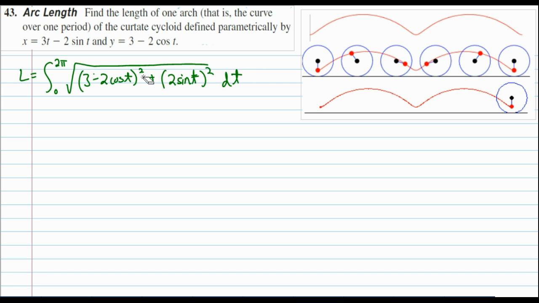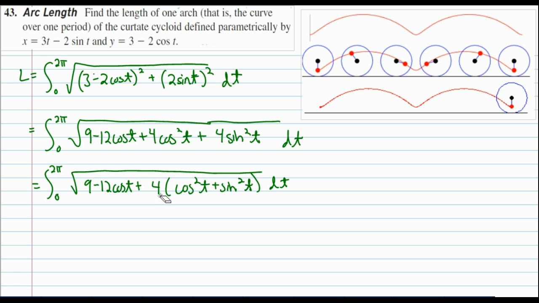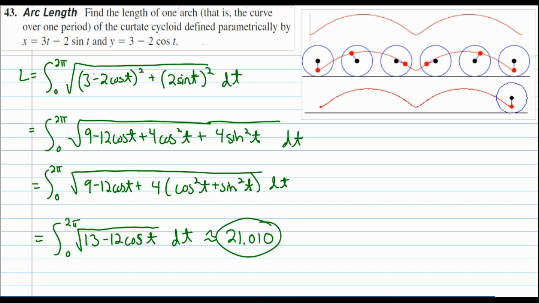Alright, so let's square each of those, dx/dt and dy/dt. So (dx/dt) squared plus (dy/dt) squared. Now I see a cosine squared plus sine squared, but I've got that 4 in front of each of those. So I'm actually going to factor out that 4, and then I have cosine squared plus sine squared, which is 1. So now I have 9 plus 4, which is 13, and then still minus 12 cosine of t, dt. And then I could evaluate that using my calculator or by hand, and I get 21.010 units.